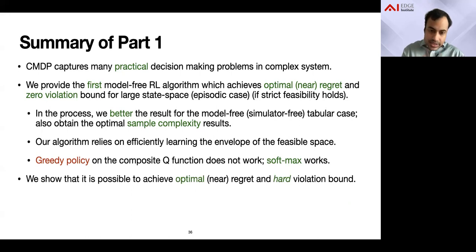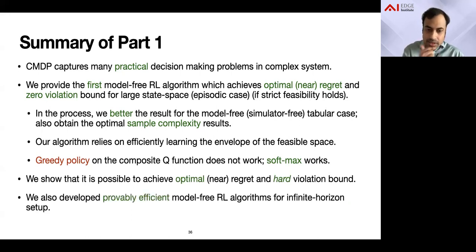Okay. And we show that it is possible to achieve optimal regret and hard violation bound, and we can even achieve sublinear regret for the infinite horizon setup. So that leads to the end of this part one. And if you have any questions, I can make some time for questions at this moment.